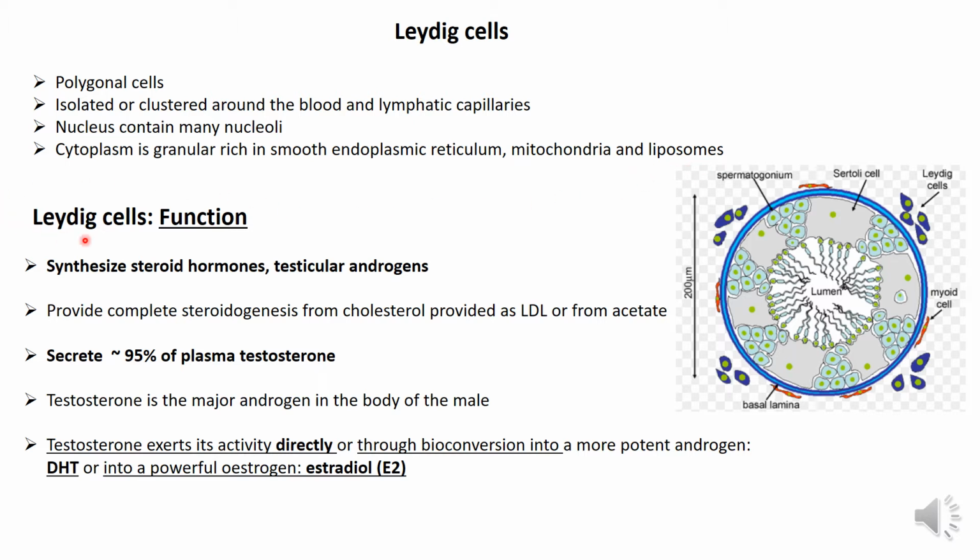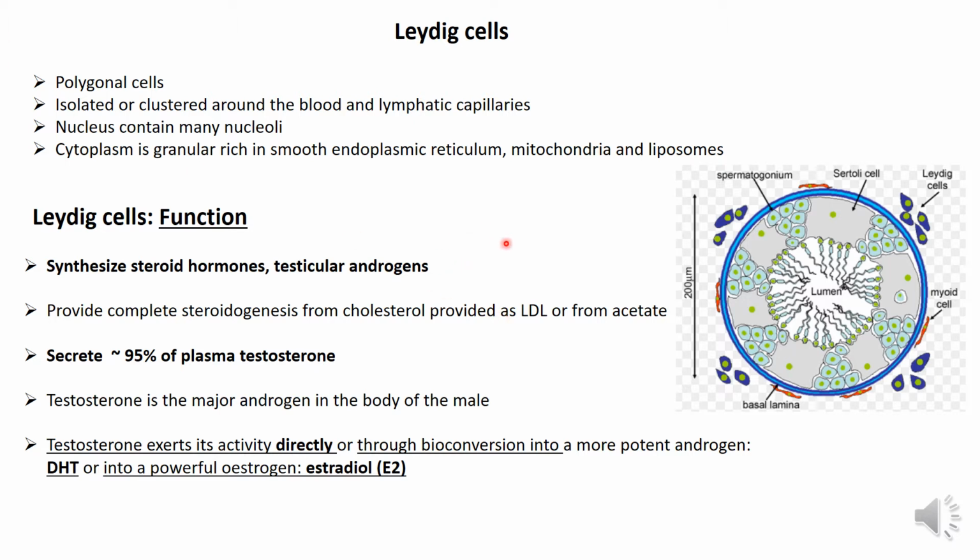What do those Leydig cells serve for? What is their function? In fact, their main function is to synthesize the steroid hormones, which are the testicular androgens. So they synthesize the androgens, they synthesize the testosterone necessary for the spermatogenesis inside of the seminiferous tubules.